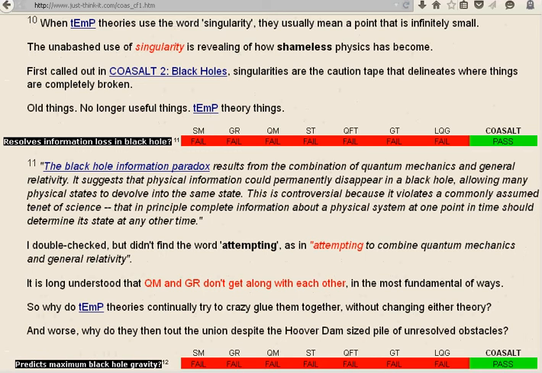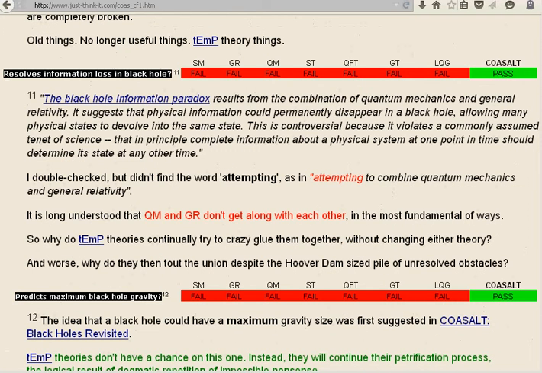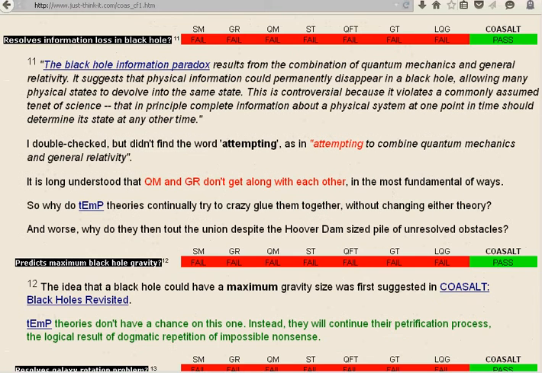Number 12. Does the theory predict a maximum black hole gravity? The idea that a black hole could have a maximum gravity size was first suggested in COASALT Black Holes Revisited. The existing mainstream physics theories don't have a chance on this one. Instead, they will continue their petrification process, the logical result of dogmatic repetition of impossible nonsense.